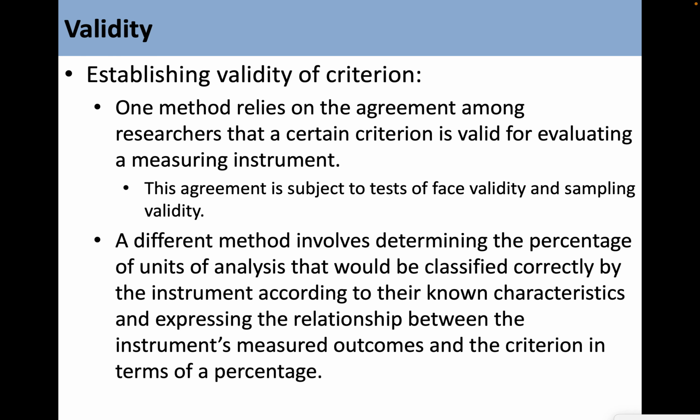Establishing validity of criterion: one method relies on the agreement among researchers that a certain criterion is valid for evaluating a measuring instrument. This agreement is subject to tests of face validity and sampling validity. A different method involves determining the percentage of units of analysis that would be classified correctly by the instrument according to their known characteristics, and expressing the relationship between the instrument's measured outcomes and the criterion in terms of a percentage.